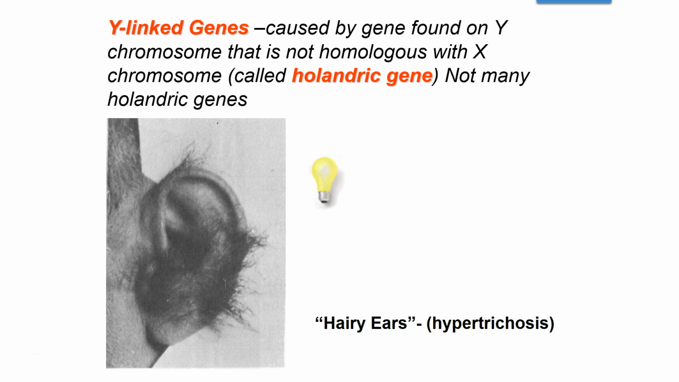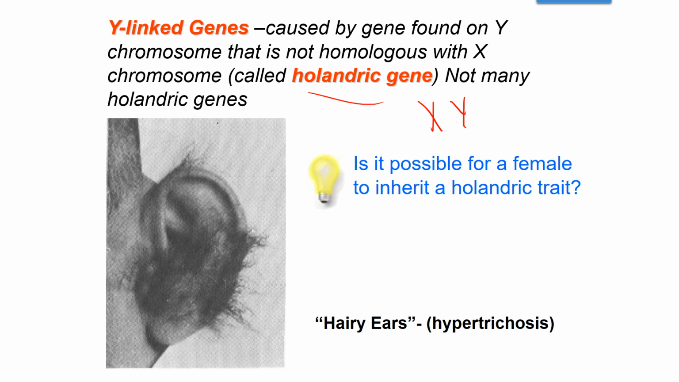Now, it doesn't mean that all sex-linked genes are on the X chromosome. What about the Y? There are some genes on the Y chromosome. So you have the X chromosome and the Y chromosome, called holandric genes. Is it possible for a female to inherit a holandric trait? This is hairy ears, or hypertrichosis, which is on the Y chromosome.